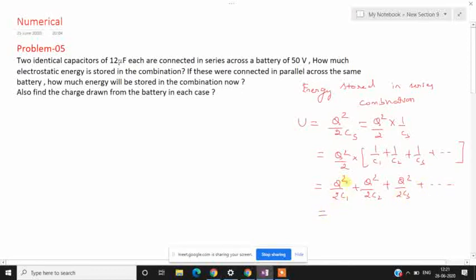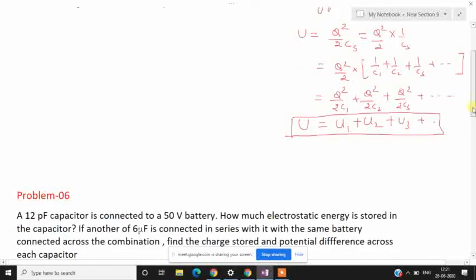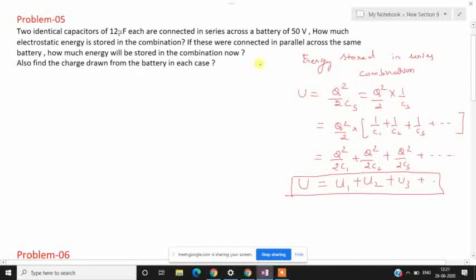This is nothing but the energy stored in the first capacitor, which I'll name U1, and this is U2 and this is U3, and it goes on. So the energy stored in a series combination is nothing but the algebraic sum of the individual energies stored in each capacitor, that is U1 plus U2 and so on. Similarly, you can do it for the parallel combination also. Try out the parallel combination.